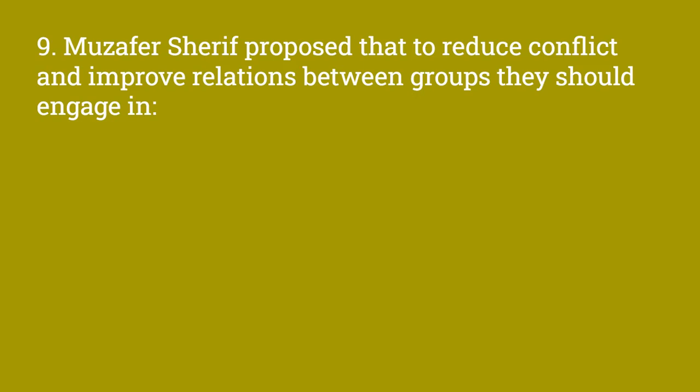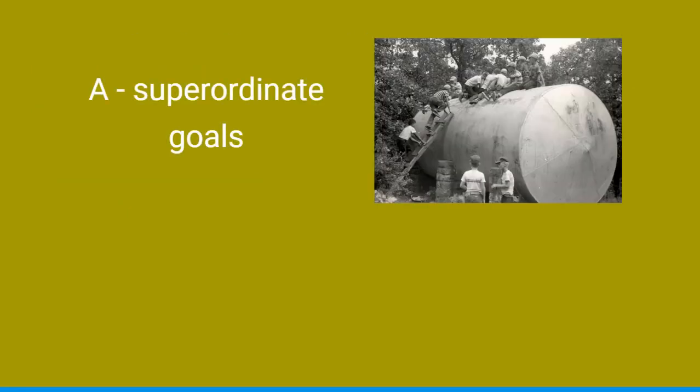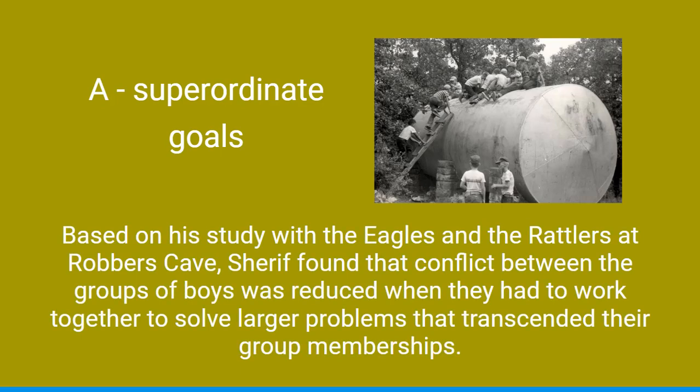Muzafer Sherif proposed that to reduce conflict and improve relations between groups, they should engage in superordinate goals, realistic conflict, social comparison, greater contact, discrimination. And this would be A, superordinate goals. Based on his study with the Eagles and the Rattlers at Robbers Cave, Sherif found that conflict between the groups of boys was reduced when they had to work together to solve larger problems that transcended their group memberships.